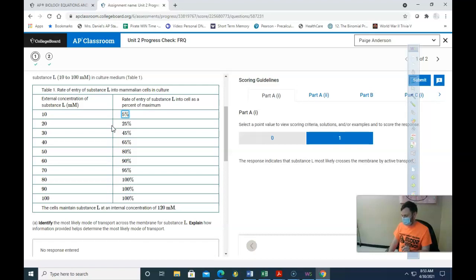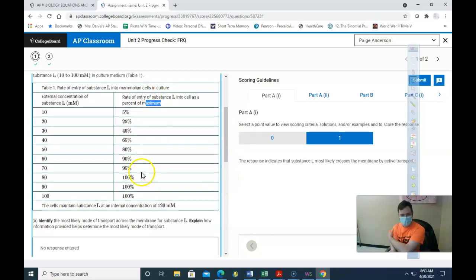1 point for active. And then this one asked you to explain, and you had to say it kept adding in L even though it should be losing it, considering it was at 120. You put it in 60, and it's still moving it across the cell membrane into itself. So it's going against the concentration gradient. Now, if this was the rate of losing it, that still would be weird. It'd have to be reverse numbers, but then it might be passive because it's diffusing out. But it's not. It's adding it in.